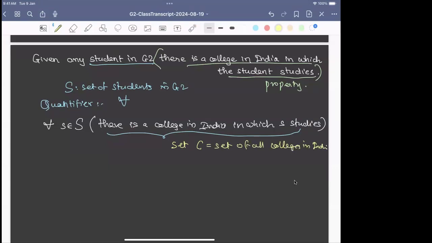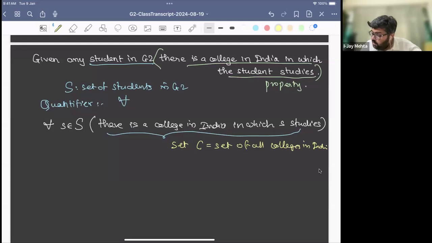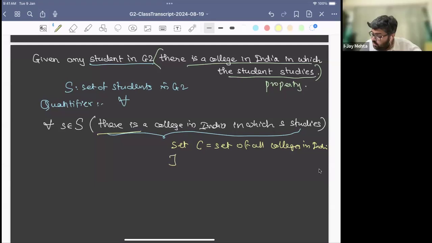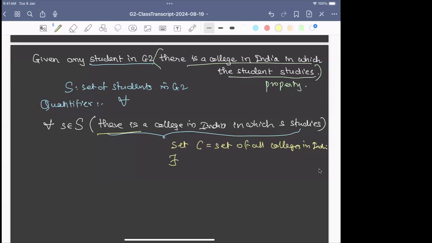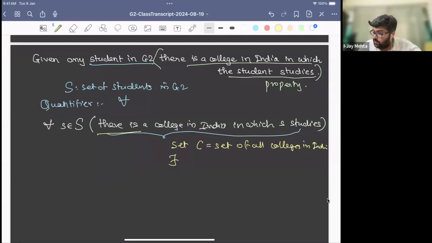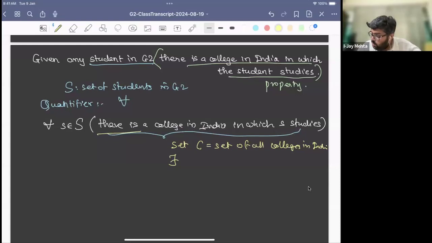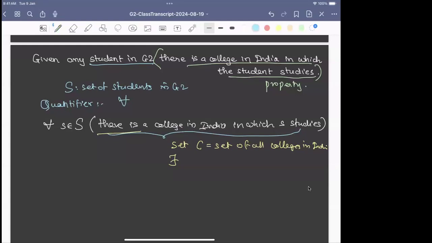Okay. What is the quantifier? The quantifier is universal. No, it is existence. Yes, we are speaking about existence, to say there is a college. We are not saying anything about all colleges. And what is the property in this sentence? The college in which S studies. So "in which S studies" is a property, right?